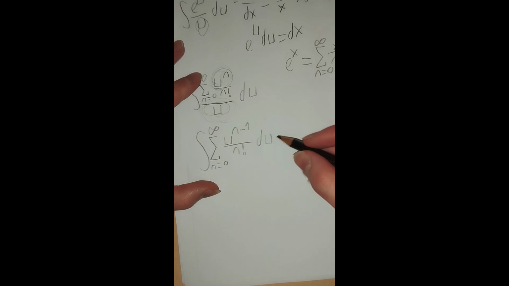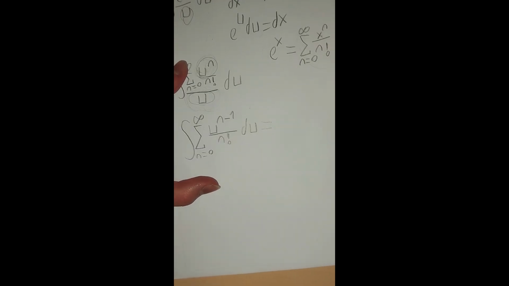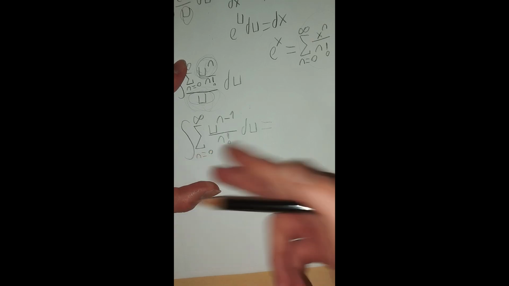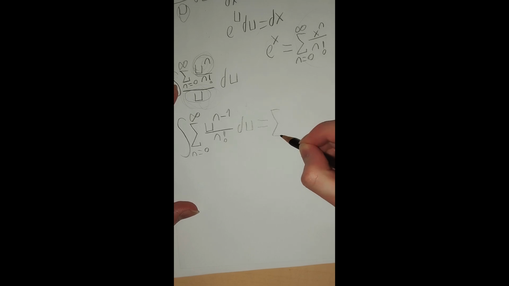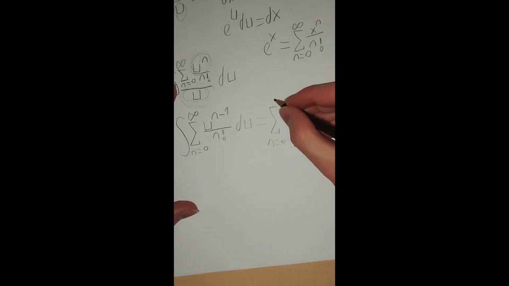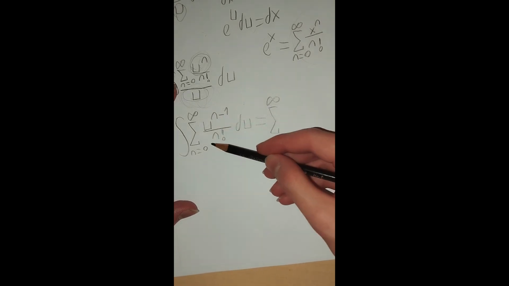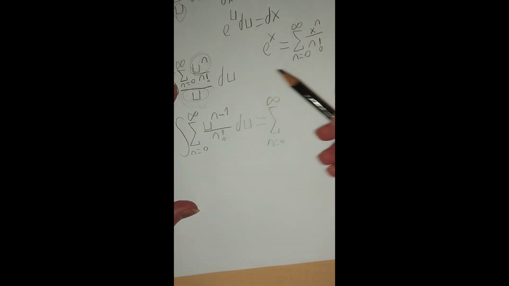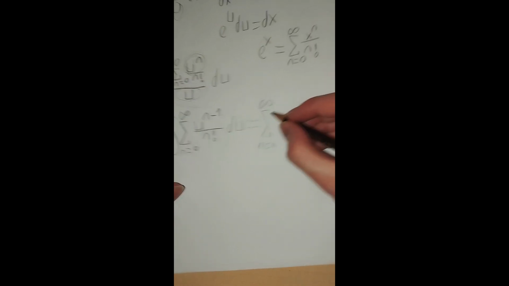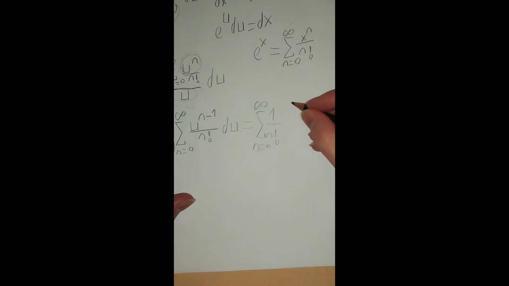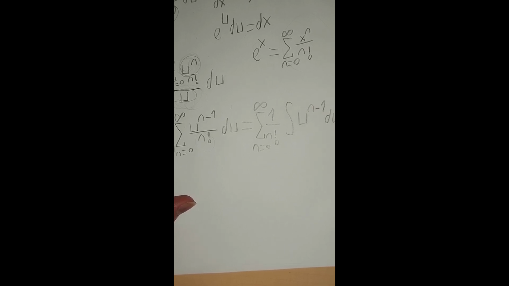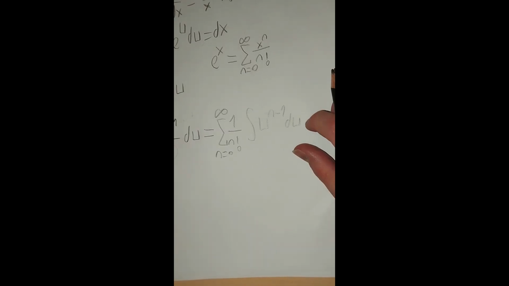Okay, now we can actually change the order of these two, the integral and the summation. So we can say summation n equals 0 to infinity, and I'm gonna take this n factorial and take it out of the integral. So we are gonna have 1 over n factorial, and the integral of u to the n minus 1 du. So we now have this thing.